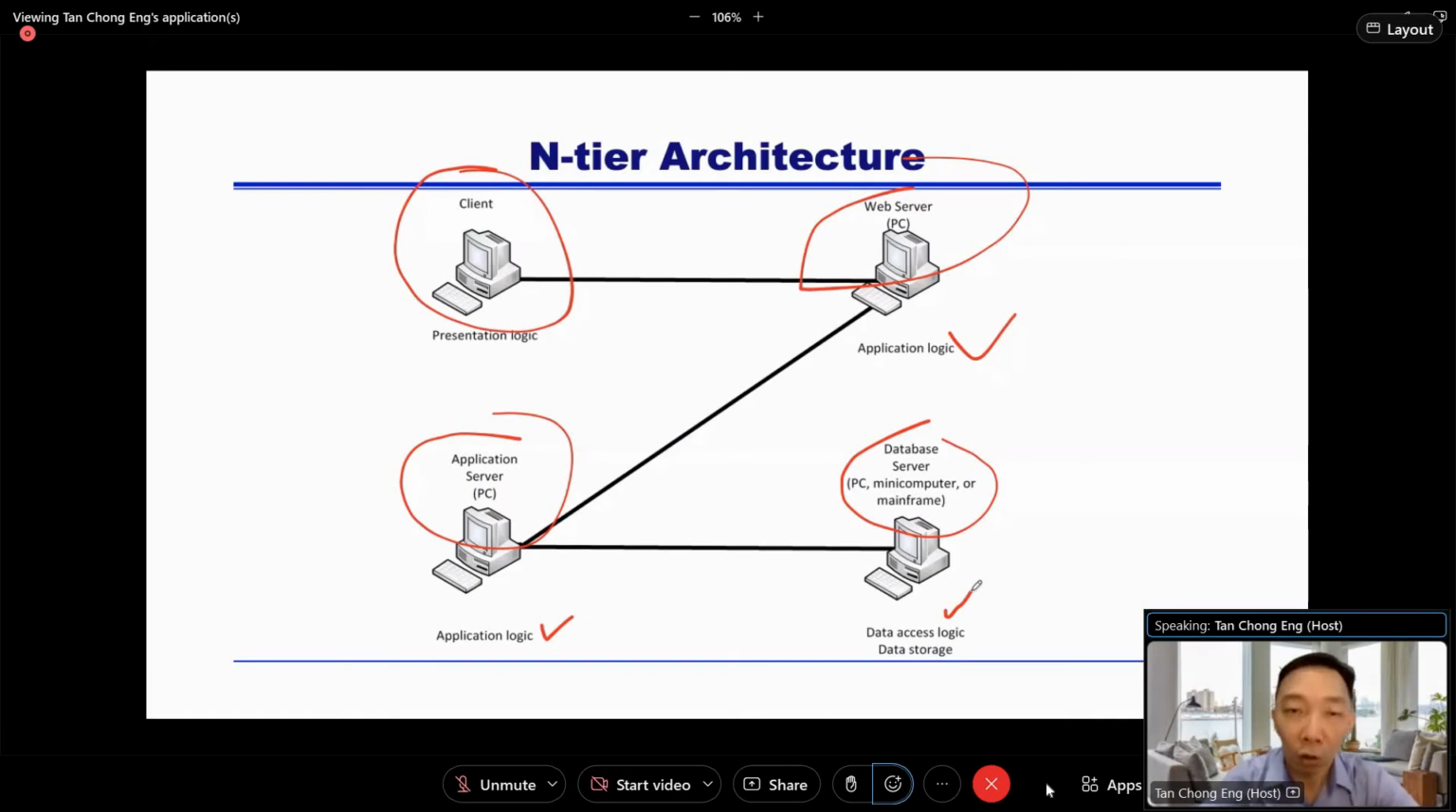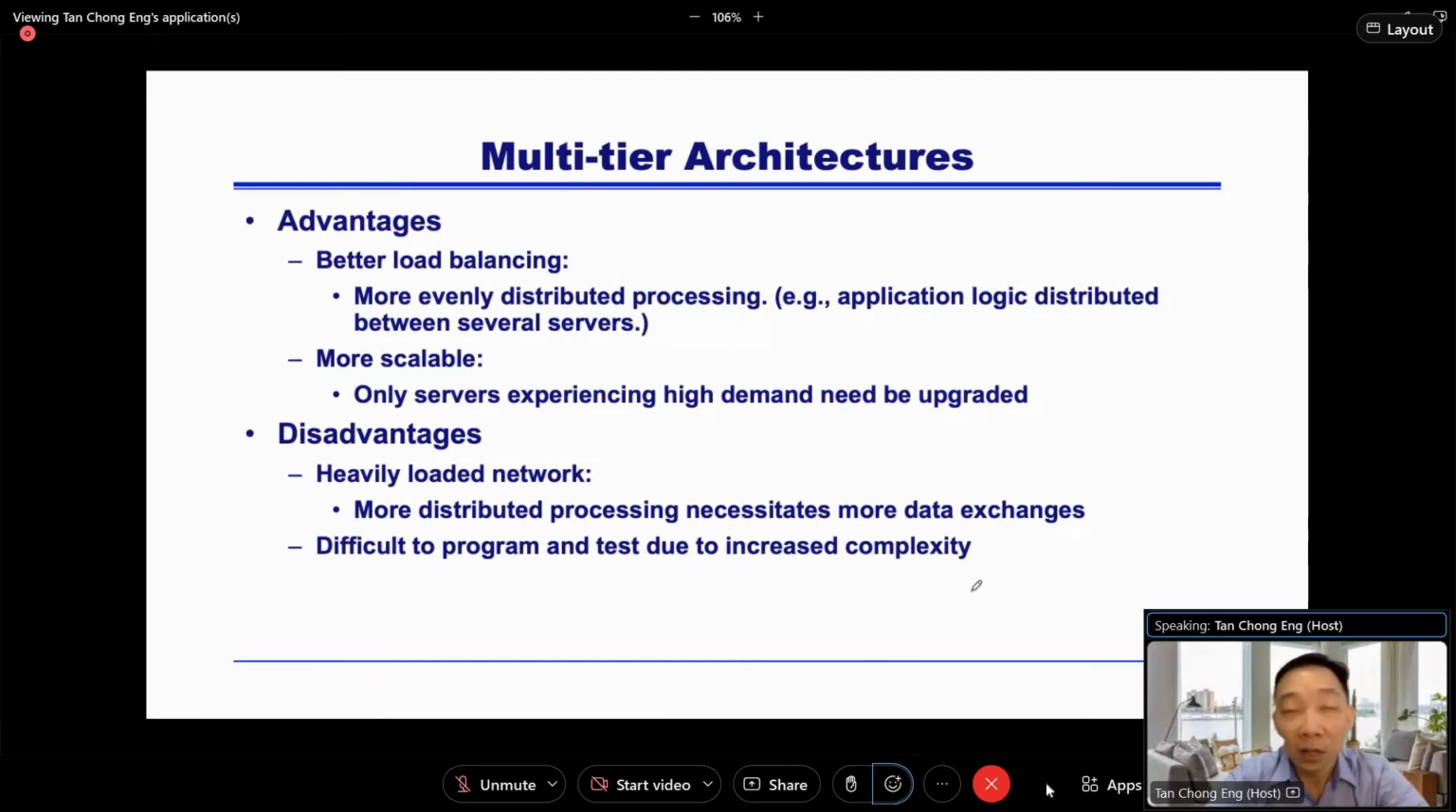And of course, there are pros and cons of this N-tier architecture. Let's look at the advantages. It can achieve better load balancing, because you will have more than one computer. So your load is not going to be pushed to just one computer alone, but you can load balance among all the N-tier computers that you have under the same setup. And they are also much more scalable. Only the server experiencing high demand needs to be upgraded. So the administrator can easily take out and put in new server resources. And what are the disadvantages here?